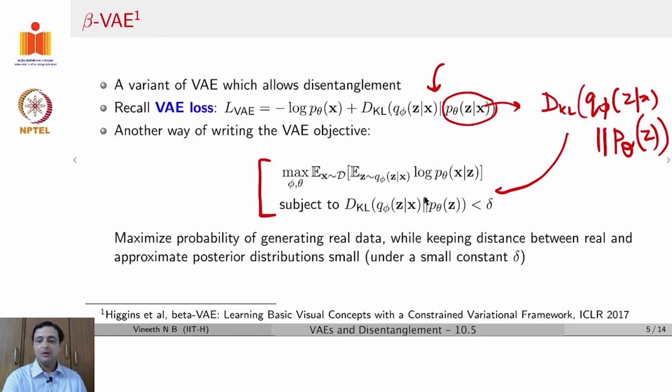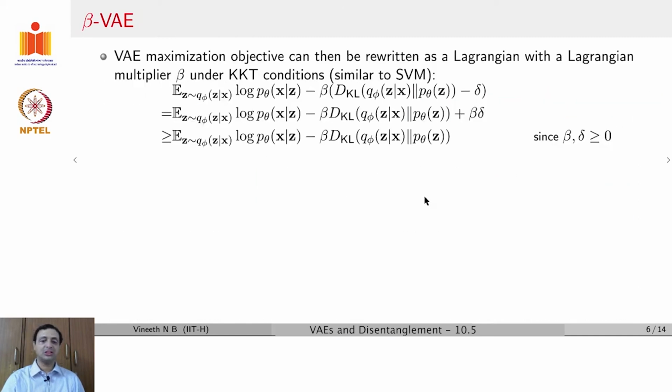This constraint term, when we have a Lagrangian, would turn out to be dKL minus delta, and that would then go to the numerator, and you would have a Lagrangian multiplier beta using the standard Lagrangian approach to optimization. So here, that's what we write. We write the first term as it is, the objective function, minus beta, which is the Lagrangian multiplier, times the constraint that we had here, which is the KL divergence between approximate posterior and prior minus delta.